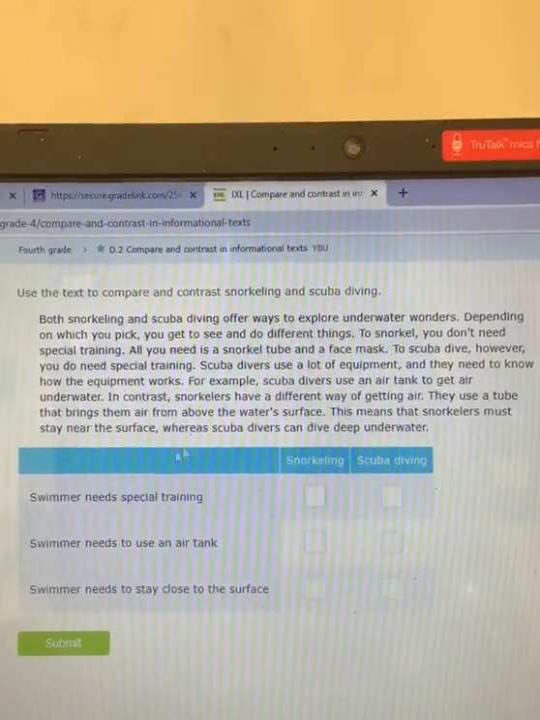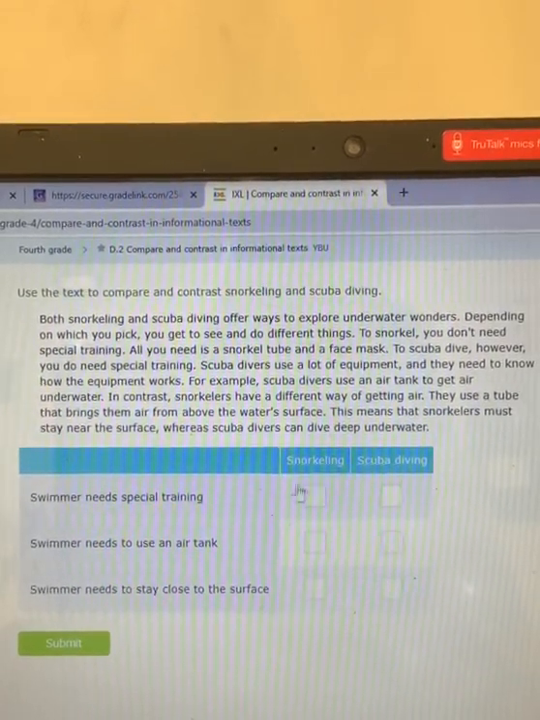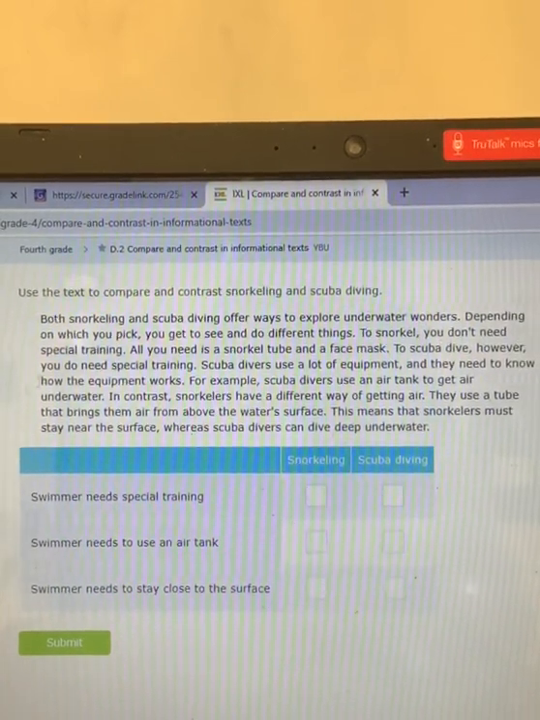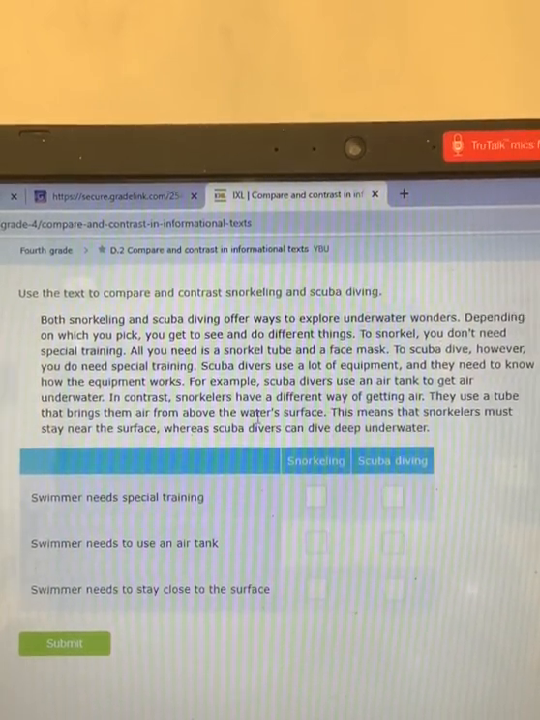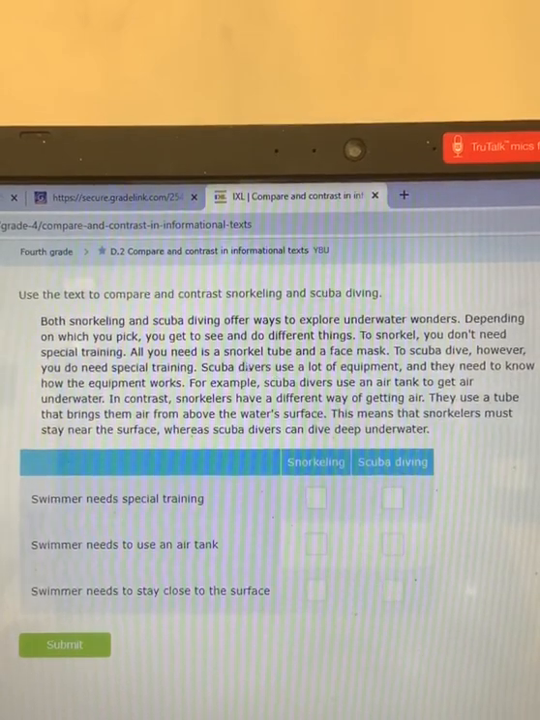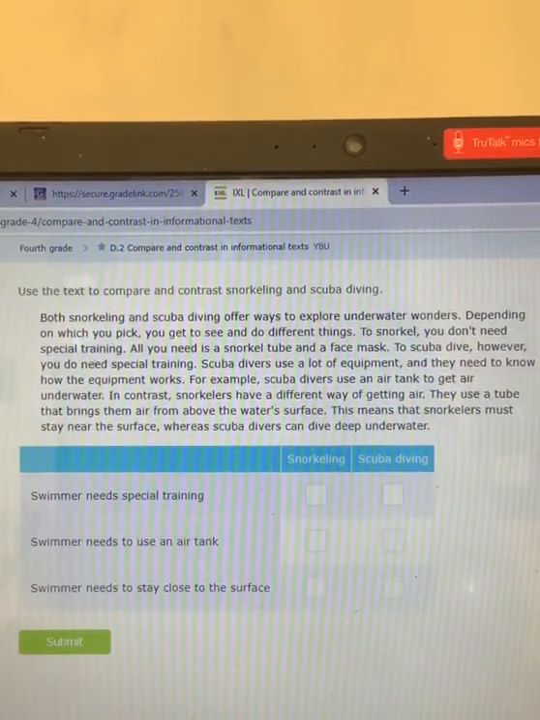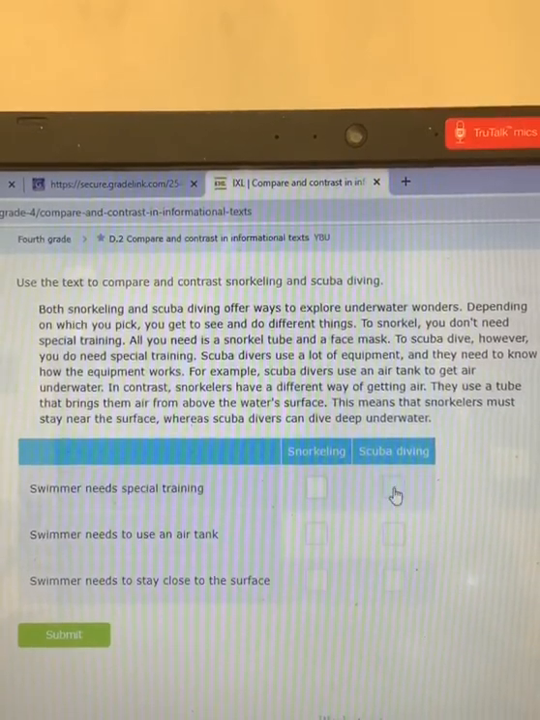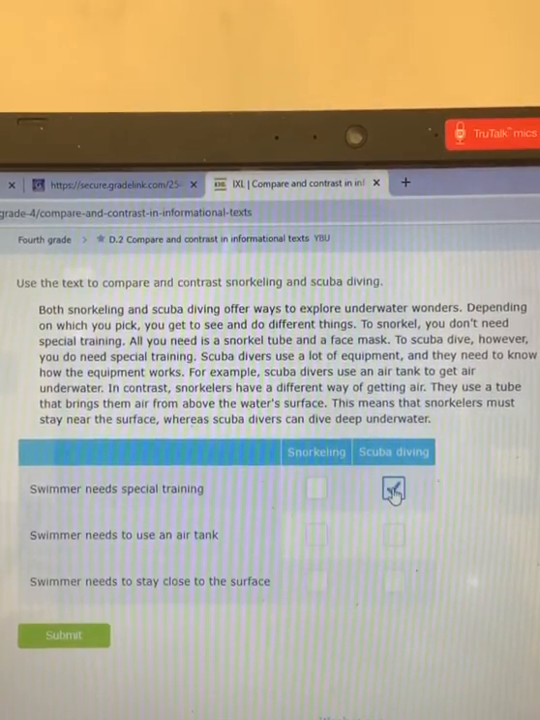So, a swimmer needs special training. Do we need special training for snorkeling? You don't need special training. Do we need special training for scuba diving? To scuba dive, you do need special training. So we want to mark the swimmer needs special training by scuba diving.